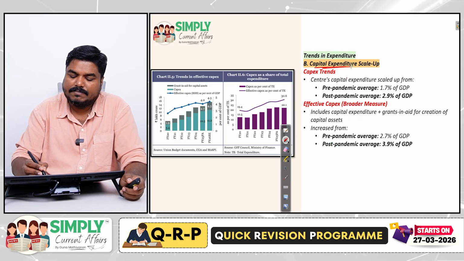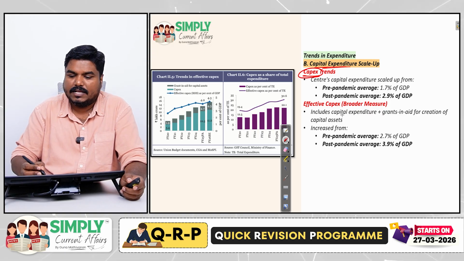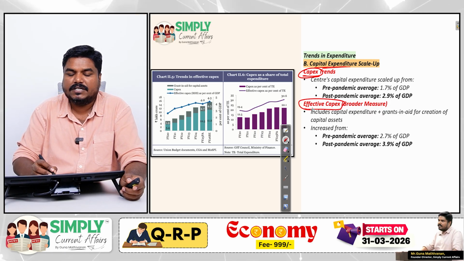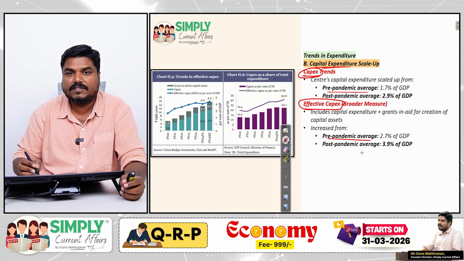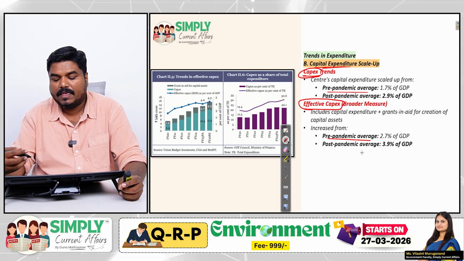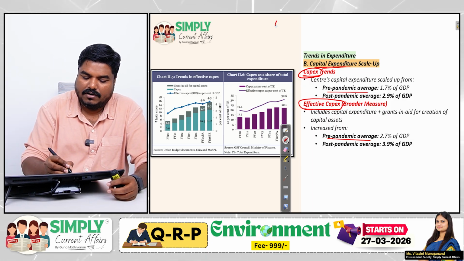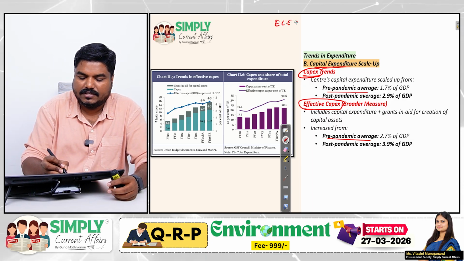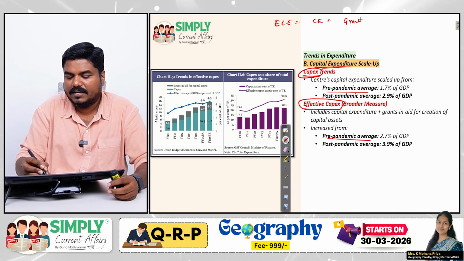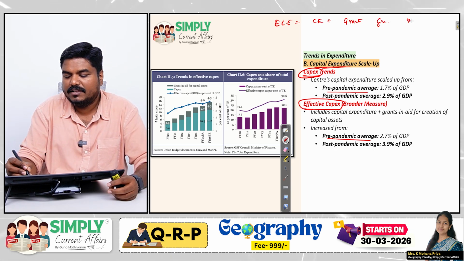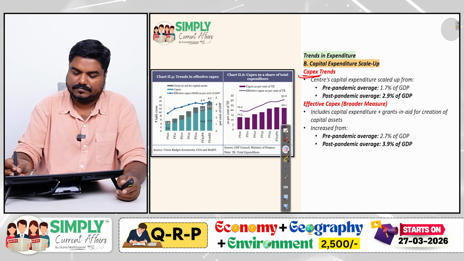With respect to capital expenditure, we discussed in the first chapter. Be it the capital expenditure or the effective capital expenditure, both are improving. Compared to the pre-pandemic period, we are able to see a significant jump in the capital as well as effective capital expenditure. You all know effective capital expenditure is nothing but capital expenditure plus the grants given to the states which resulted in assets.